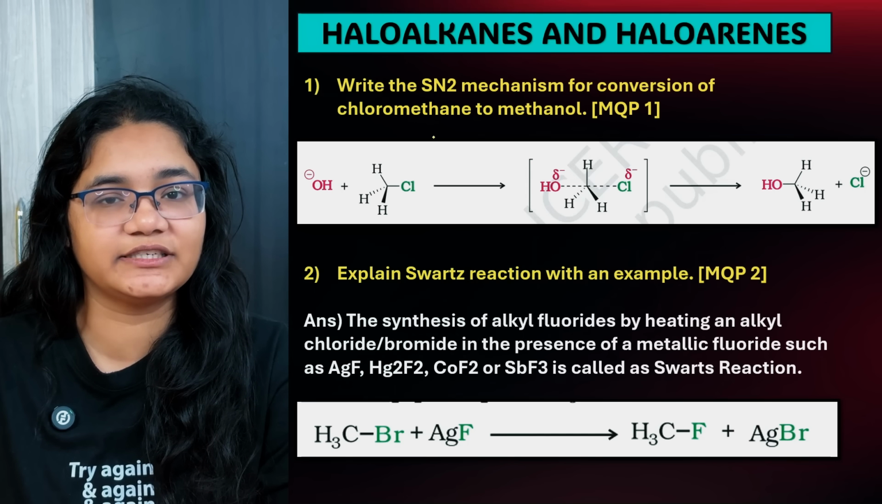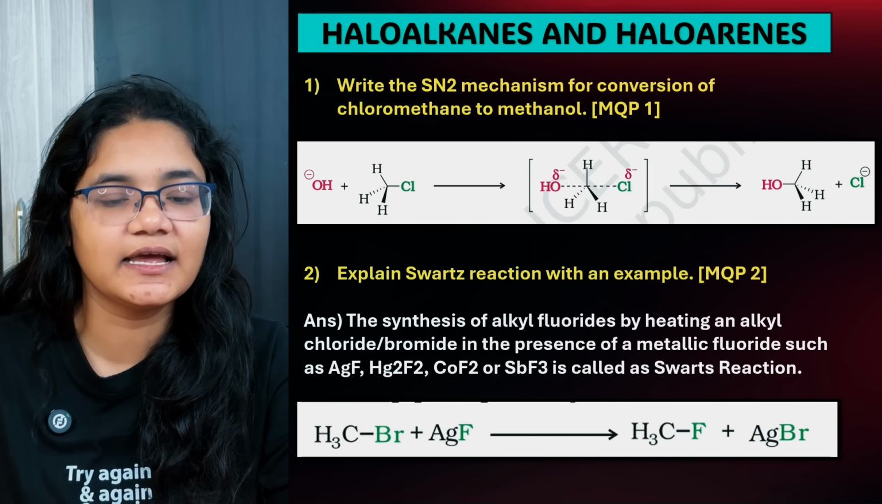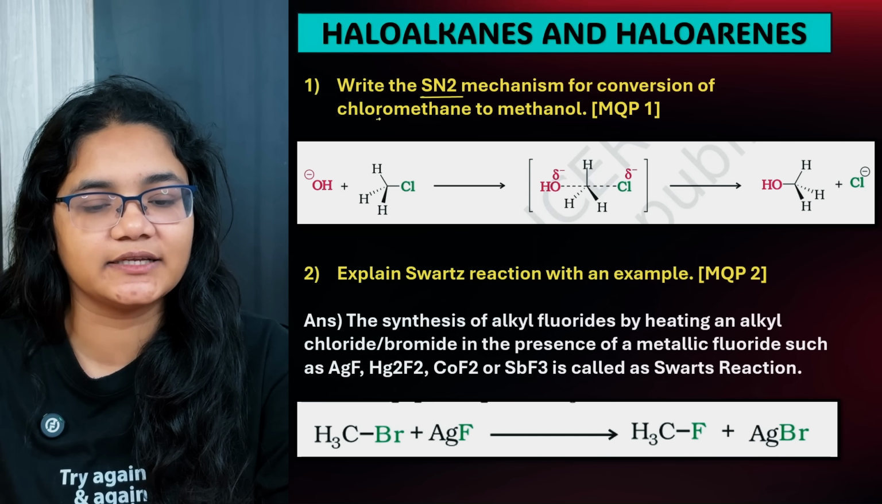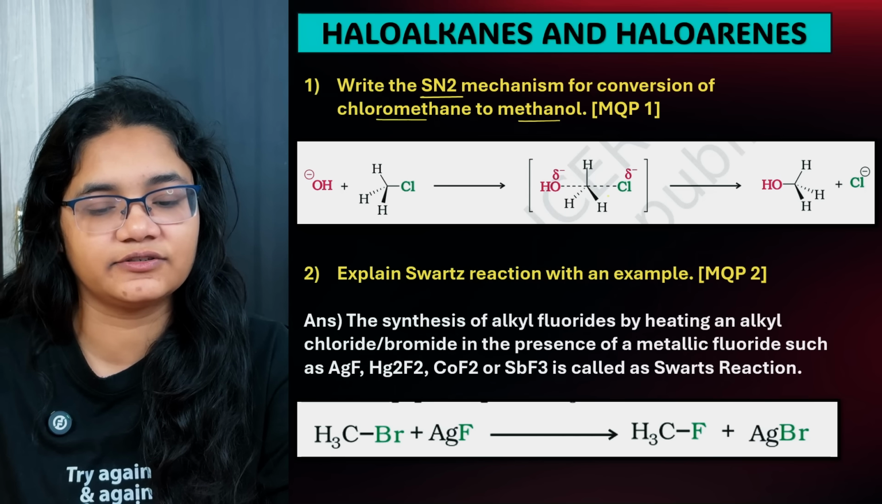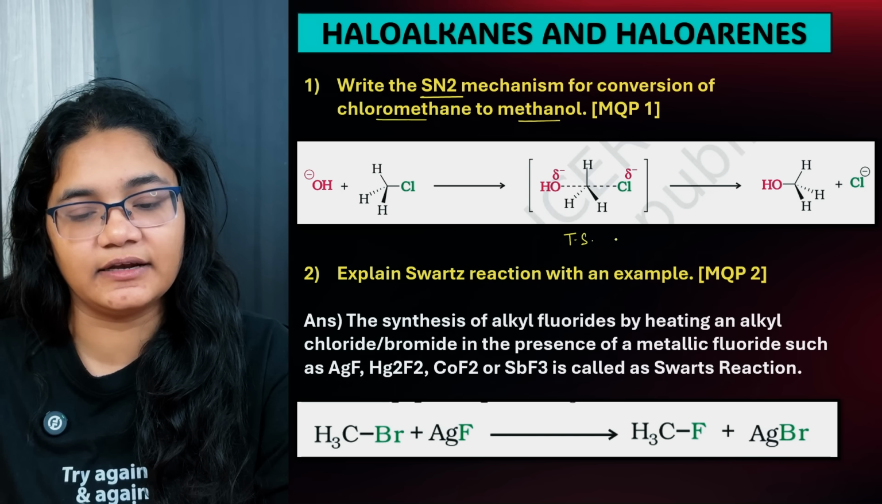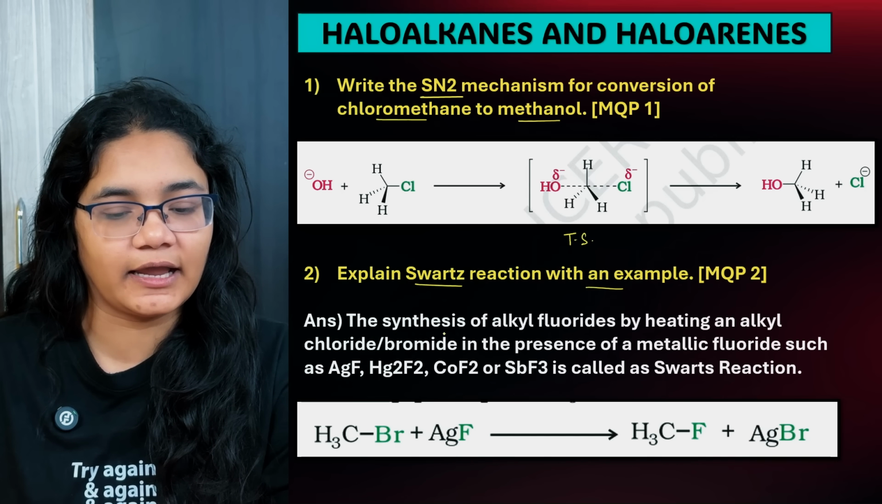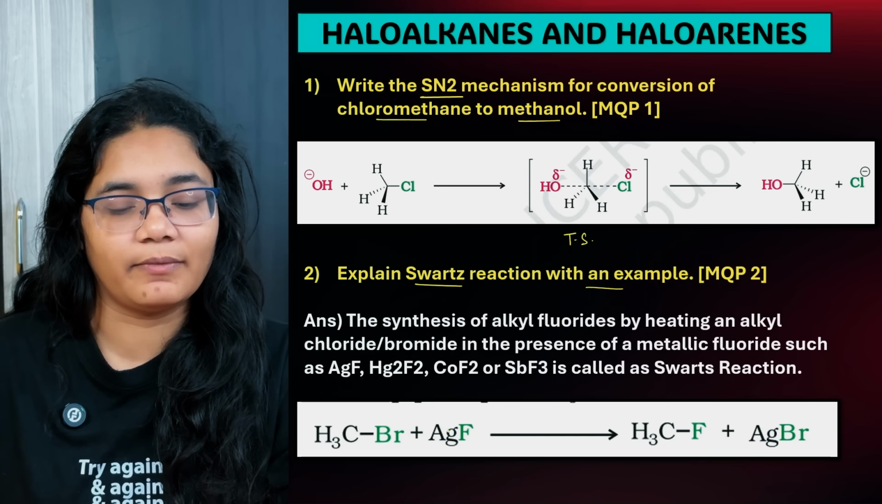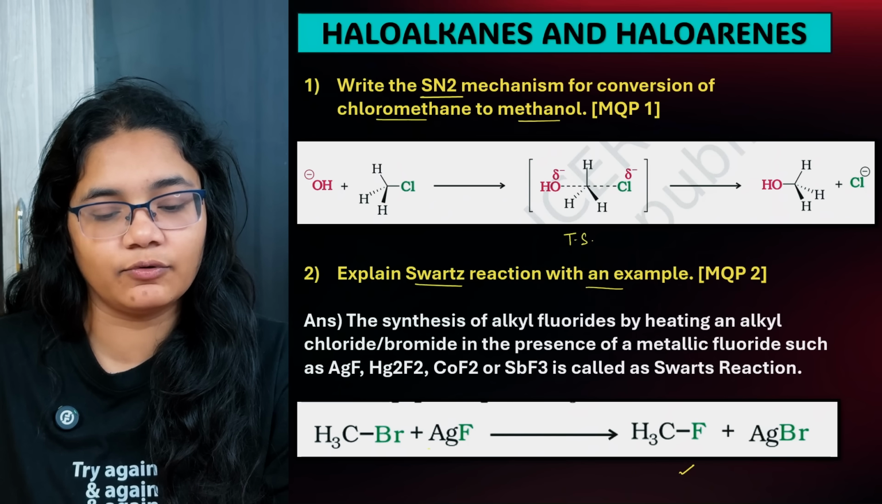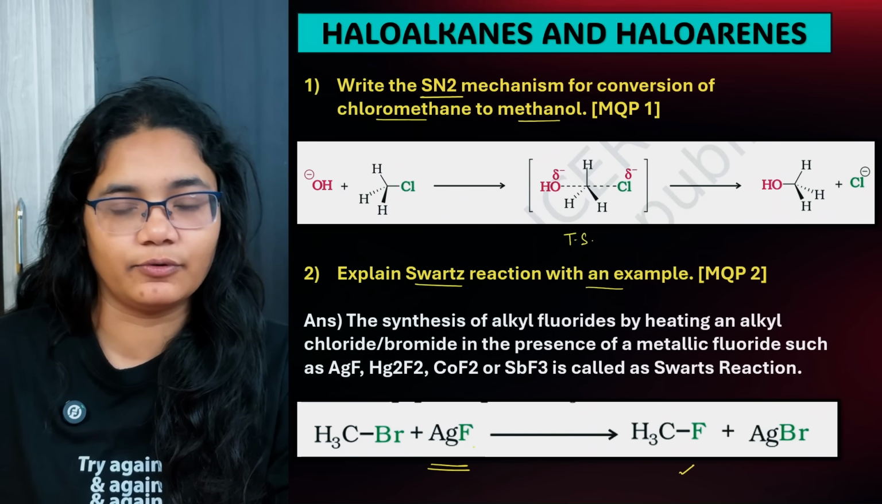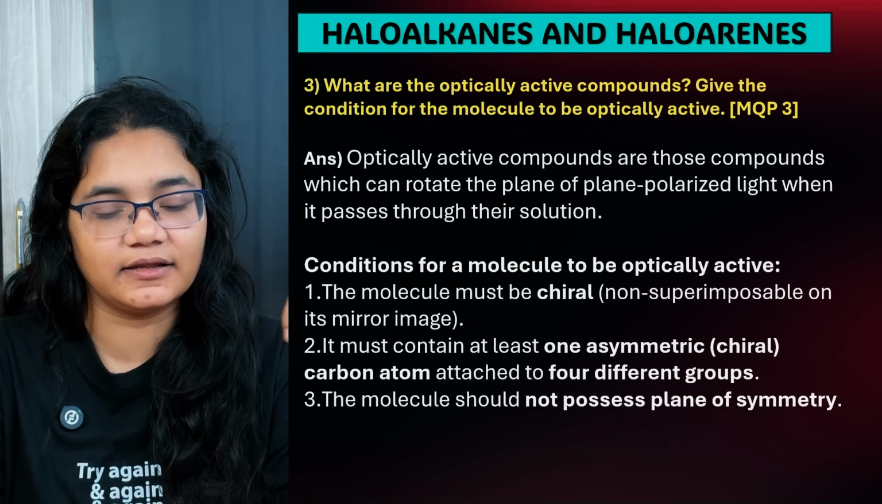Now moving to the third chapter, that is haloalkanes and haloarenes. The first question is on SN2 mechanism, chloromethane to methanol. So you have to draw the structure here. Here a transition state is formed. Next, Swarts reaction with an example. So here you know alkyl chlorides and alkyl bromides are converted to alkyl fluorides in presence of metallic fluorides. So you have to write the statement and the reaction.